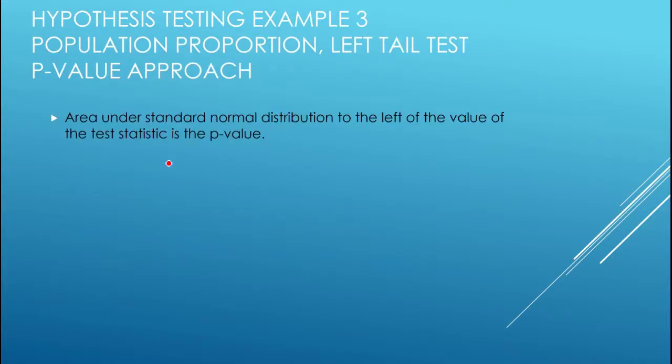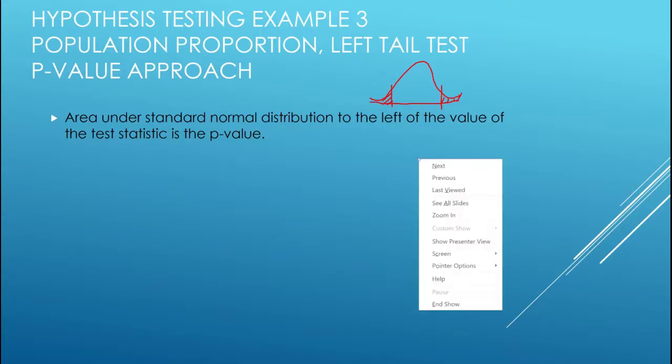So the area under the standard normal distribution to the left of the value of the test statistic this time is the p-value. So we've looked at calculating p-values in a couple of different ways. We looked at it as the area that's to the right of the test statistic for a right-tailed test. We looked at it as the area that's to the right or left of the test statistic, depending on whether the test statistic is positive or negative, in a two-tailed test, but we had to remember to take that value and multiply it by 2.